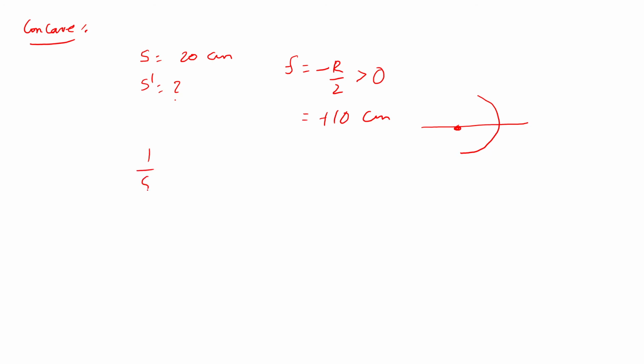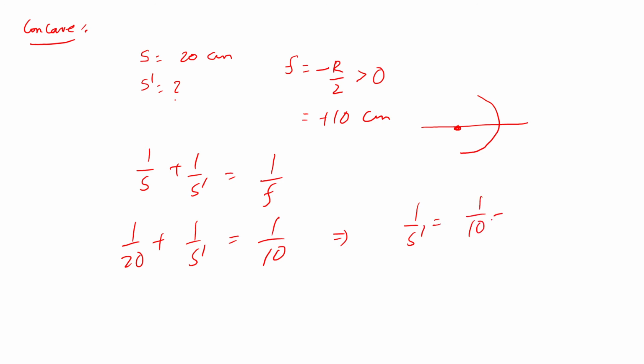So if I apply the same equation, 1 over s plus 1 over s prime is equal to 1 over f, I would have 1 over 20 plus 1 over s prime is equal to 1 over 10, which implies 1 over s prime is 1 over 10 minus 1 over 20, right? So that would be 2 minus 1 by 20, or that is 1 by 20 centimeters, and we got this as a positive number. So what do you think?